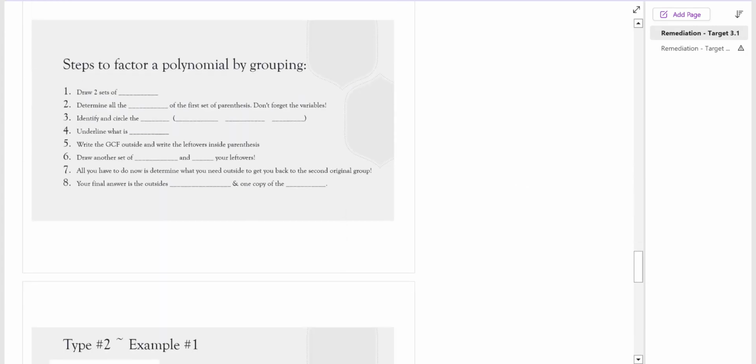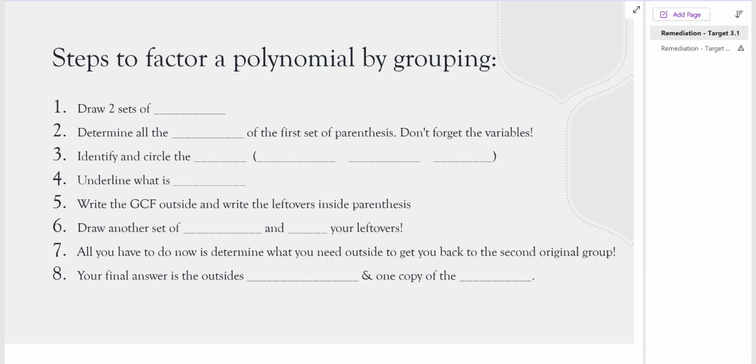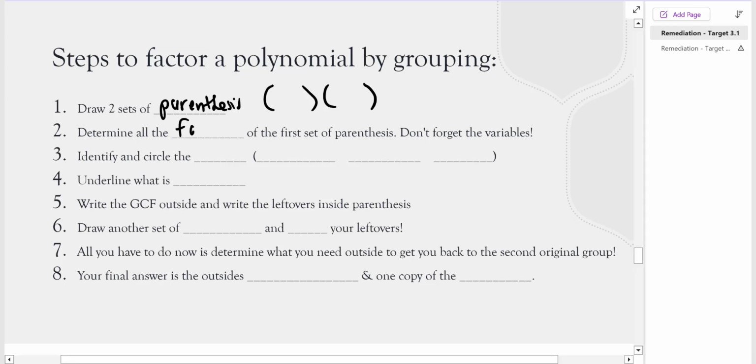Okay, now we have 2 more problems and we're almost done. So now we're going to be solving factoring of a polynomial by grouping. So the first step is you're going to draw 2 sets of parentheses. You need to determine all of the factors of the first set of parentheses, which is the keyword.